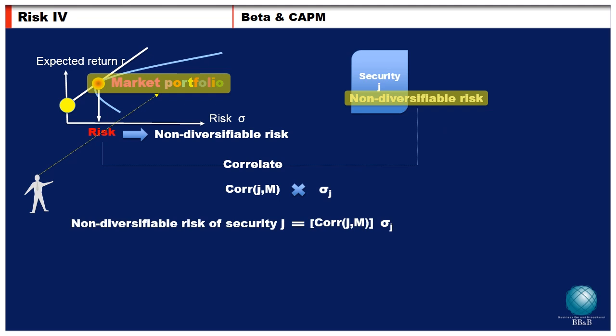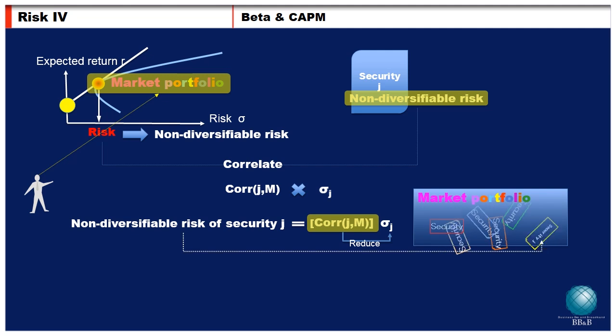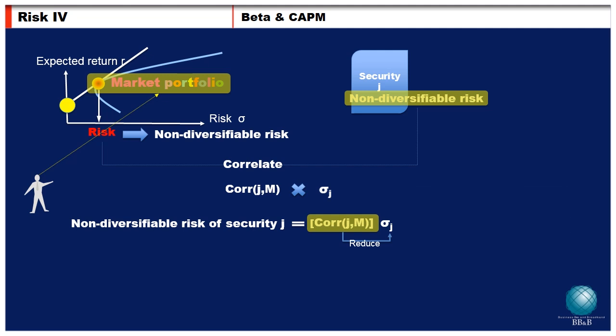In this explanation, please consider correlation J(M) to be a factor to reduce the risk of security J for the reason that it is part of the existing market portfolio. Security J's non-diversifiable risk is the amount of risk it contributes to the market portfolio. But how much does the market pay in expected return for taking on such risk?